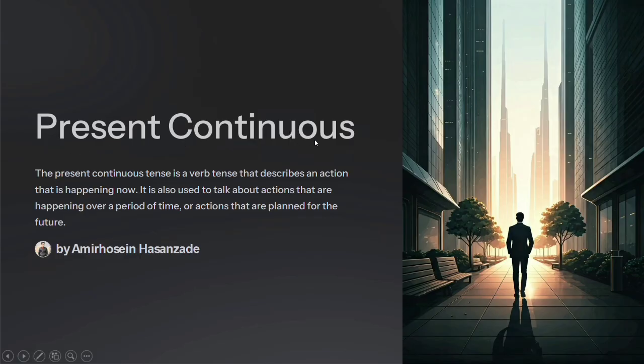At first, let's see what is present continuous. Present continuous tense is a verb tense that describes an action that is happening now. It is also used to talk about actions that are happening over a period of time or actions that are planned for the future. So, if you don't understand, don't worry. We are going to detail it in the next slides, and I'm going to tell you what they exactly mean.